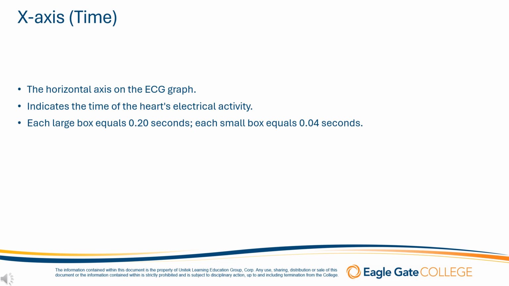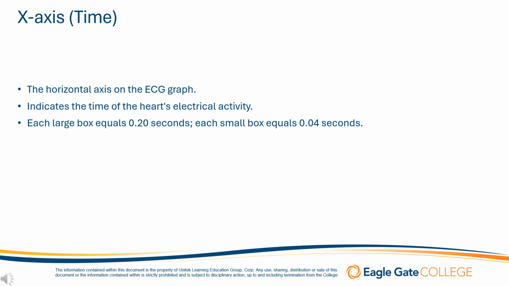Each small box on the x-axis represents 0.04 seconds. These small boxes provide more precise measurements of time. For example, if the QRS complex duration spans 3 small boxes, that signifies a duration of 0.12 seconds.